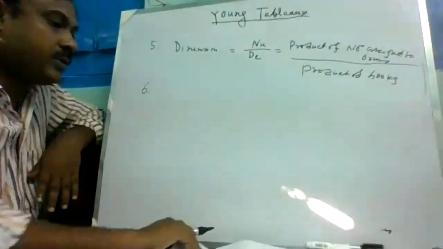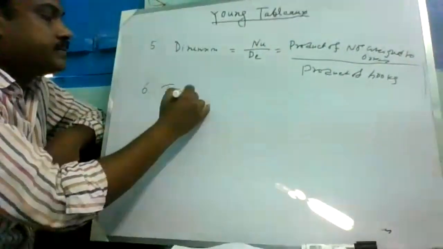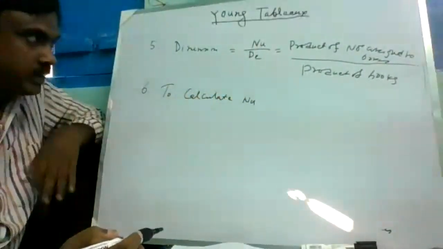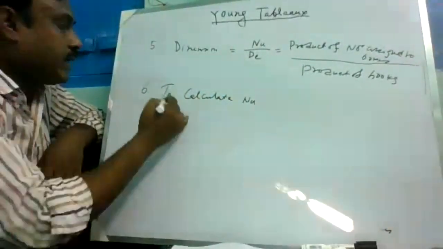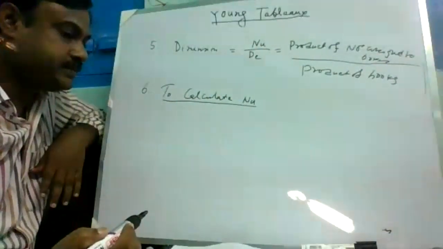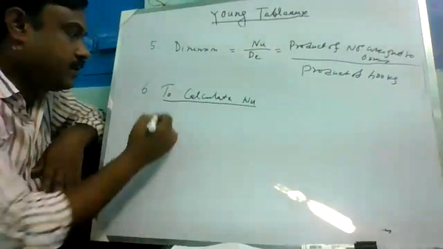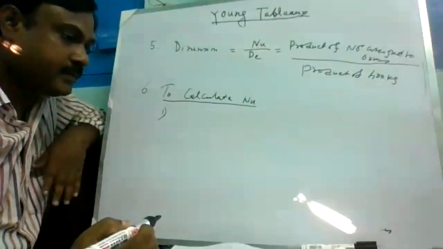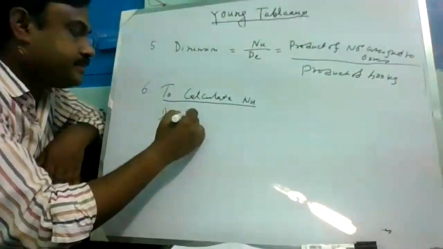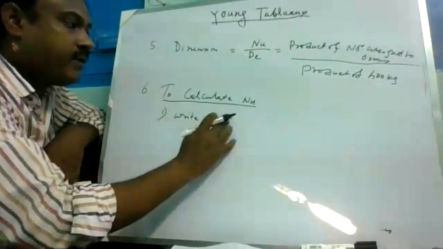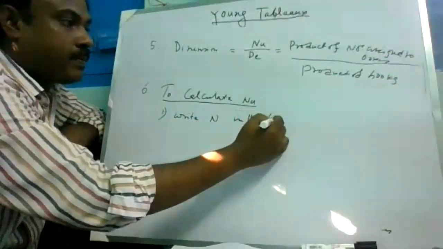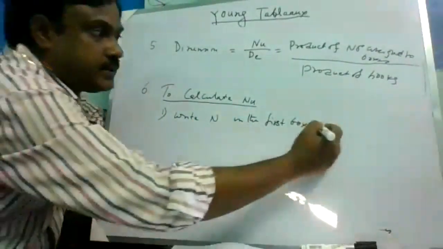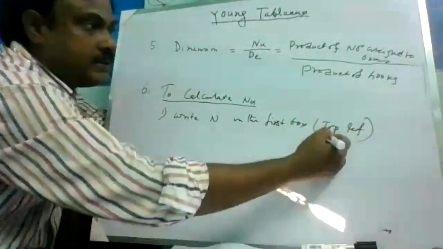So, sixth point is how to calculate numerator. To calculate numerator you have to follow the following steps. The steps are, number one, if the fundamental representation is represented by n, then write n in the first box. First box means top left. This is the first box.